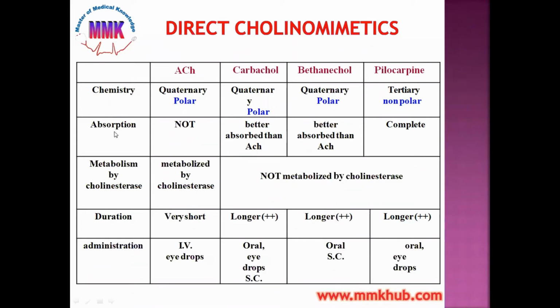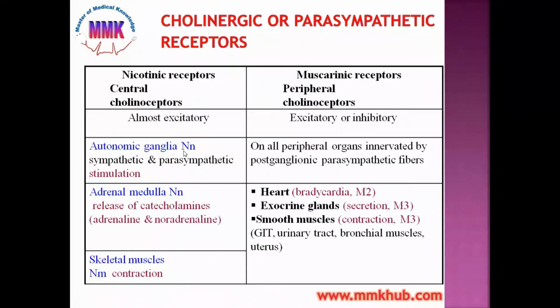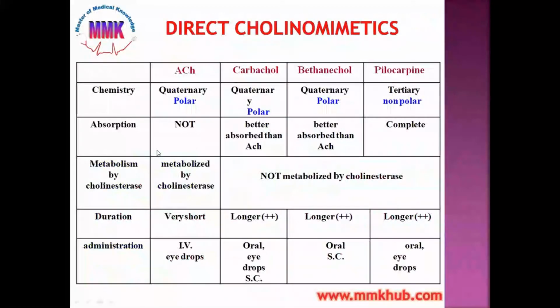Now we talk about the absorption. Acetylcholine is not going to be absorbed, carbachol will be better absorbed than acetylcholine, betanechol will be better absorbed than acetylcholine, and pilocarpine will be completely absorbed. Why is that so? Because, as I've told you before, these three are polar, so obviously they can't go into the central nervous system. And as pilocarpine is completely non-polar, which means lipid soluble, and lipid soluble substances are easily absorbed, it has a complete absorption.